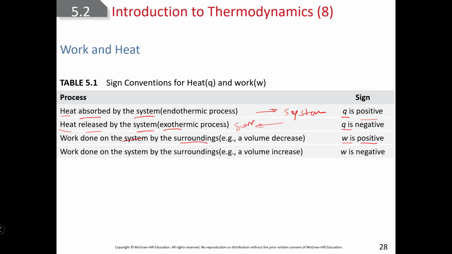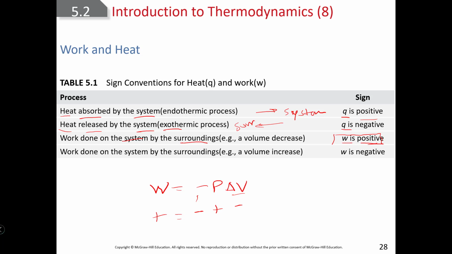Again, always keep in the back of your mind that work is equal to negative P delta V. So here the volume's decreasing. That gives us a negative value here. Pressure is always positive, and then when you multiply it by this negative here, you're going to get a positive value for work. And if it's a positive value for work, that tells you that the surroundings are doing work on the system. All right?